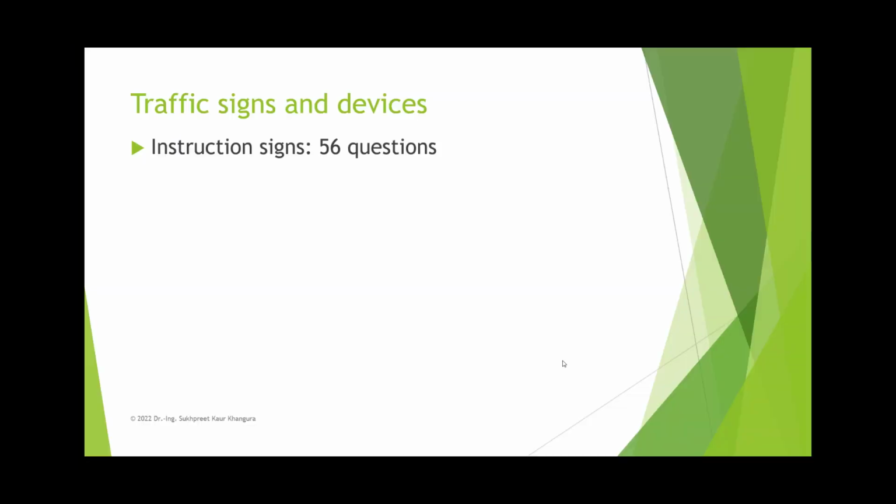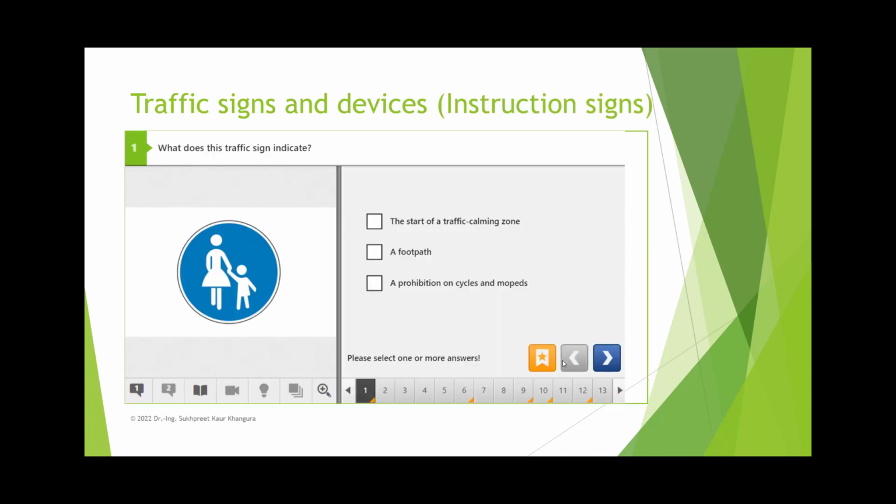Welcome to the slides. As I have explained before, we are going to cover these 56 questions from the slides now. So starting with the very first question, what does this traffic sign indicate? This traffic sign is basically a pedestrian path. The start of a traffic calming zone, no. A footpath, yes. A prohibition on cycles and mopeds, yes.